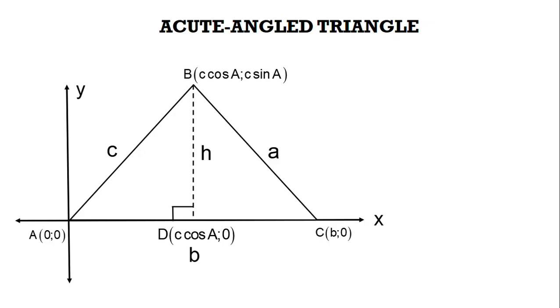Now, what I did here was I did the courtesy of giving the coordinates of D. Now, you see, because your vertical height is vertical, it means it shares the x coordinates with B. So D and B will have the same x coordinate, which is c cos A. And because the point D is on the x-axis, it means your y is going to be 0.